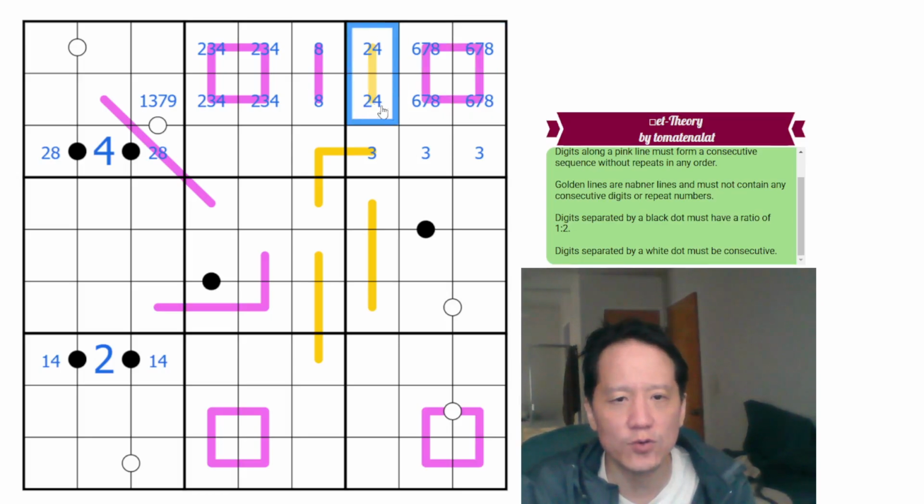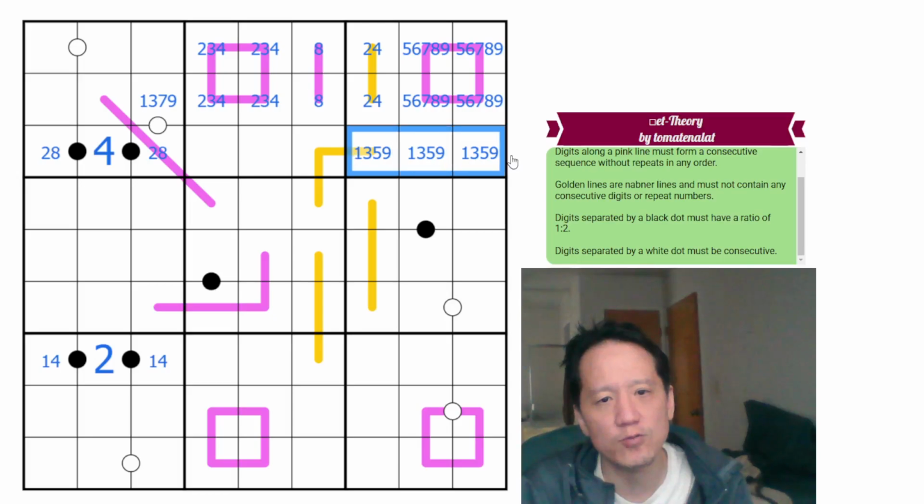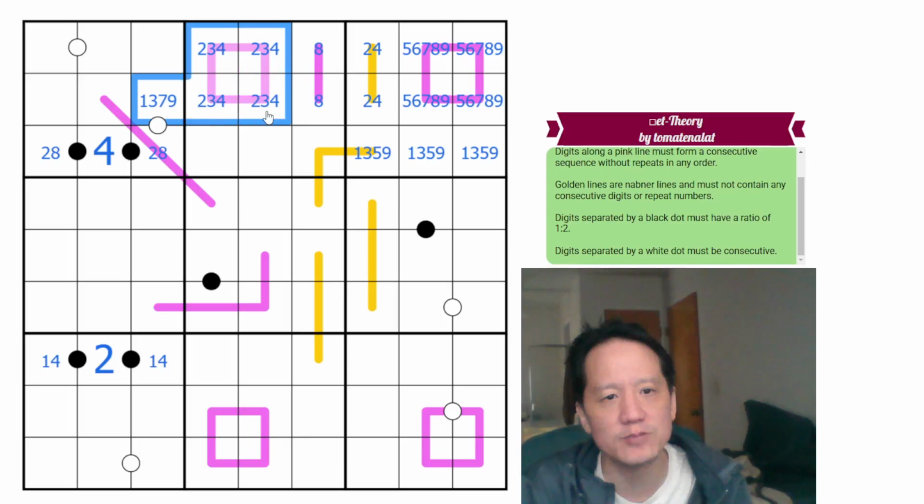This is 2 and 4. 1 can never be on this Renban. So this is 1 and 3 at least. And this is specifically 5 or 9. So this has to be 5 or 9. So we have a 1 and a 3 and a 5 or a 9 here. So 1 has to be on one of these Renbans. Well, it can only be here. So this is 1, 2, 3, 4.